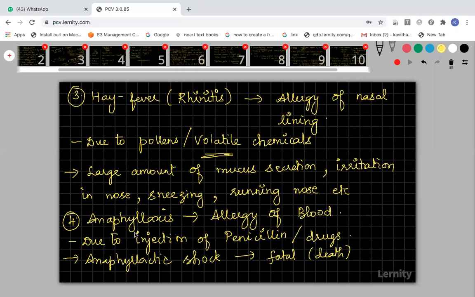This allergy of blood, anaphylaxis, if it results in anaphylactic shock, what happens in this anaphylactic shock? The blood capillaries will dilate. Once the blood capillaries dilate, what will happen? The blood pressure, BP, will drop down drastically, and that may result in a fatal condition, which we call death. That's all. So these are the 4 different allergic disorders.